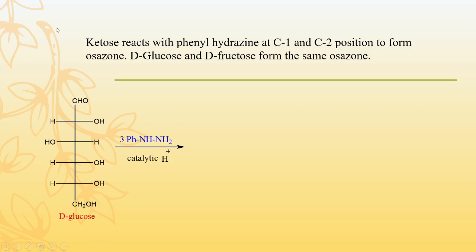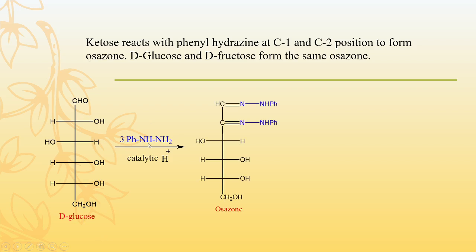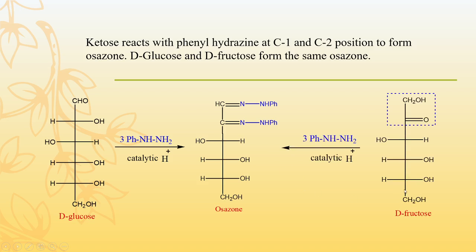Here you can see the D-glucose structure, and when it is reacted with three equivalents of phenylhydrazine, it gives this type of osazone. Again, here we have D-fructose, where the structure is different, but when it is reacted with three equivalents of phenylhydrazine, this also gives the same osazone. Okay.